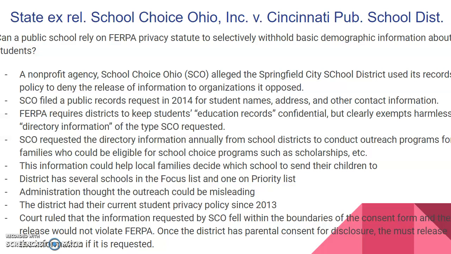The district has several schools in the focus list, which has high achievement and high graduation rates, and one school on the priority list which has low achievement and low graduation rates. Administration thought the outreach could be misleading and did not give them their consent. The district had their current students' privacy policy since 2013, which included sending a consent form to parents to release information. The superintendent could then use discretion to decide whether the information could be released to each requesting organization.